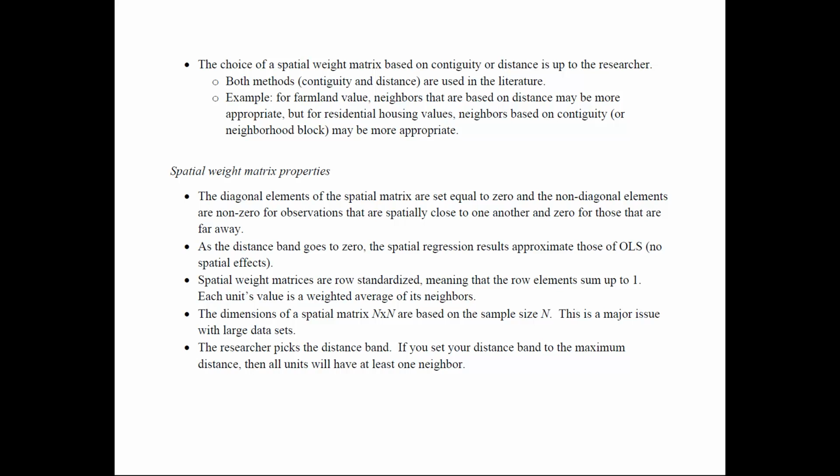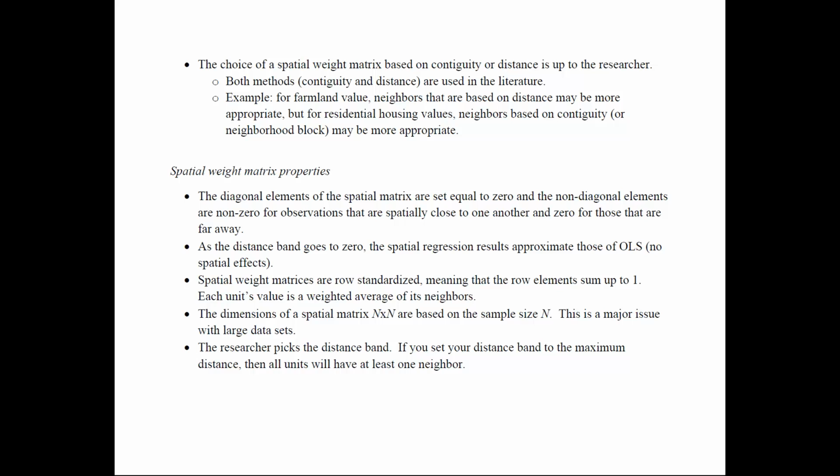Next, the spatial weight matrices are row standardized, which means that the row elements would sum up to 1. And this is because you can create weighted averages for the values. Next, the dimensions of the spatial weight matrix would be n times n based on the sample size n.